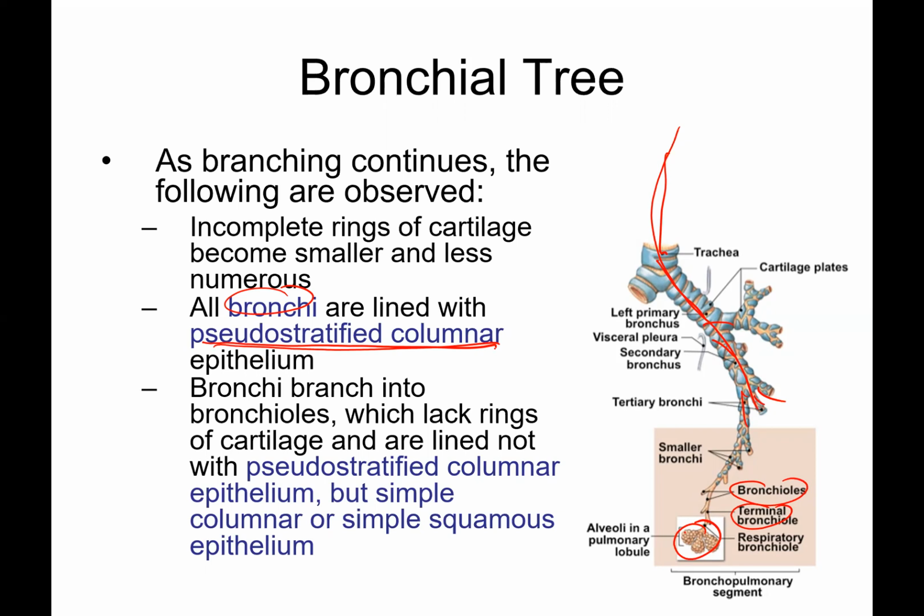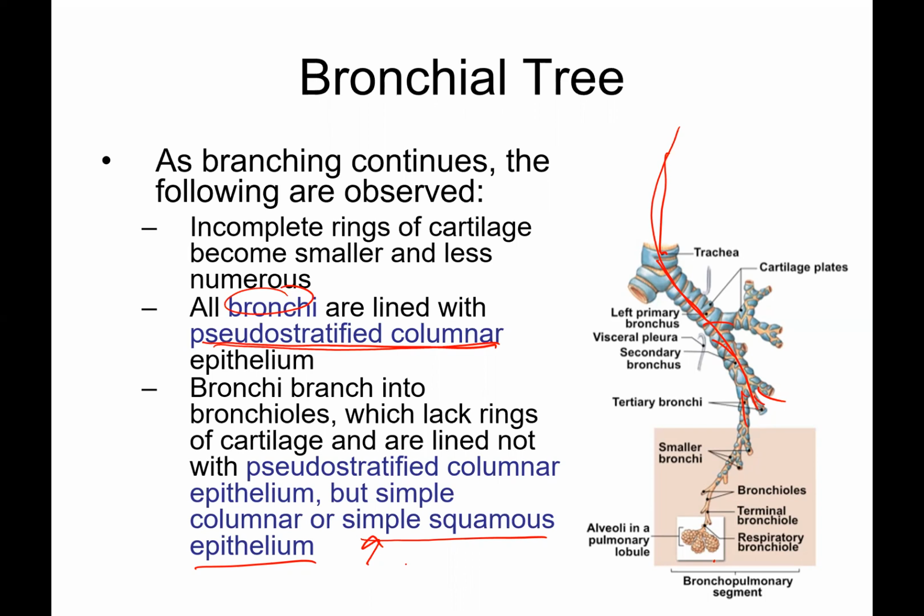Now the farther you get toward the terminal ends, it changes its tissue into simple squamous epithelium, which, remember, simple means one cell layer thin, and you want it to be super thin because gas exchange is very nice through very thin tissue. Gases and diffusion and absorption do not like to go through very thick walls.